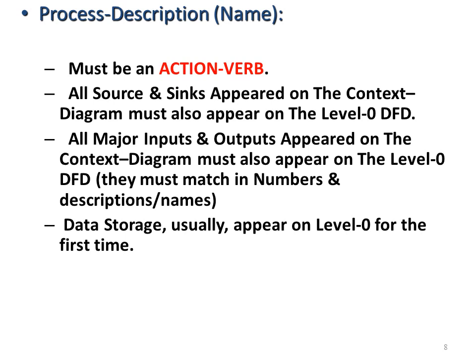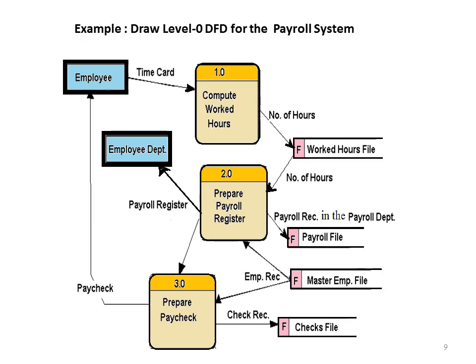Okay, here is what differentiates level 0 from the quantity diagram: data stores appear on this level. Example of level 0 for the payroll system.